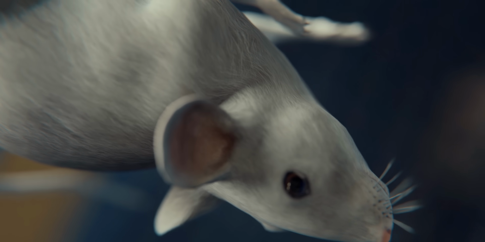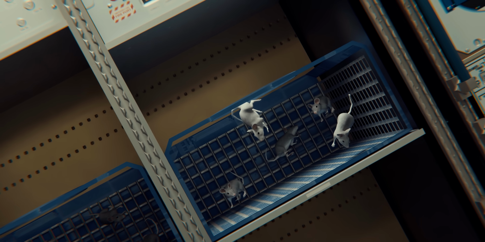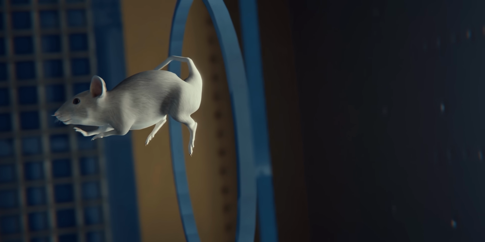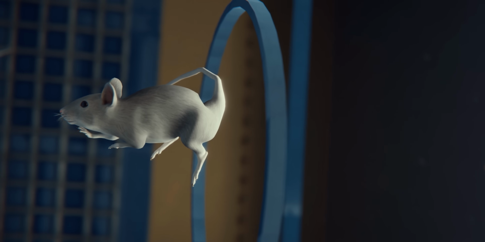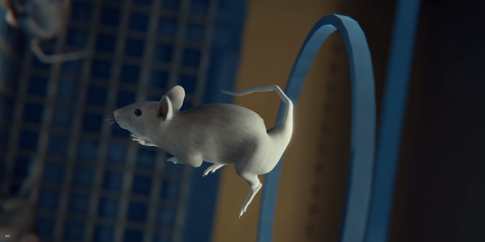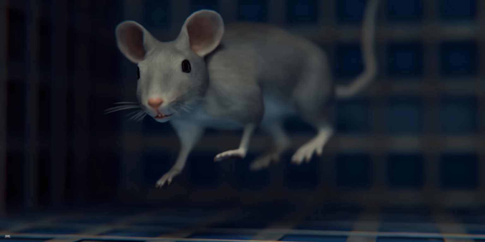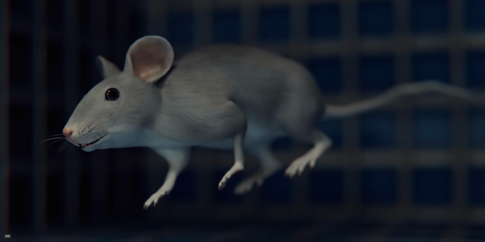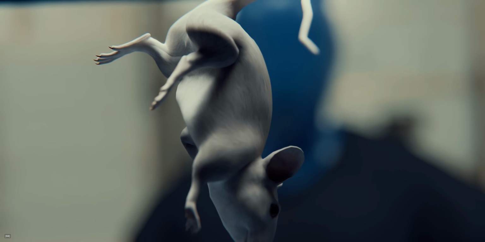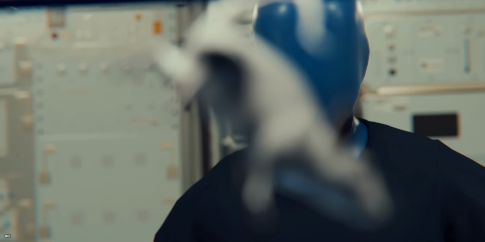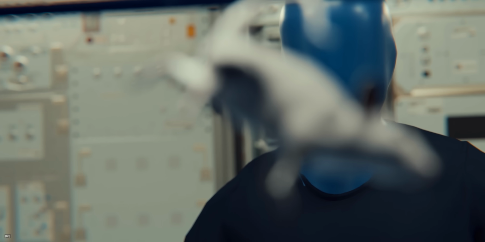These are mice. 15 of them. They'll never understand why they suddenly started floating, but they're part of a groundbreaking experiment. These mice were injected with special antibodies back on Earth. Mark observes how those antibodies affect their bone growth in zero gravity.